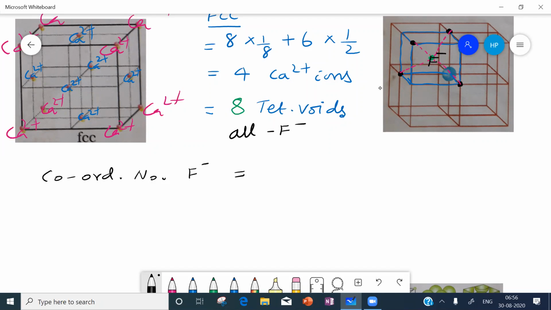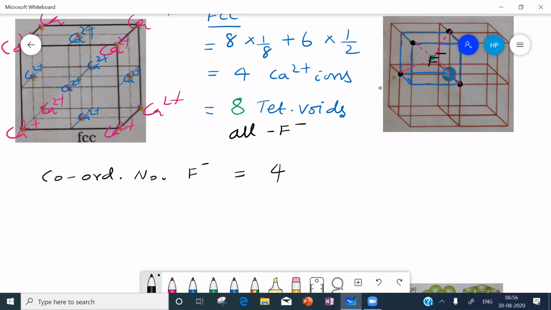Here the corners and face centers are occupied by calcium ions. The tetrahedral voids are occupied by F minus. Now you say the coordination number of F minus. You are saying that the coordination number of F minus is 4.